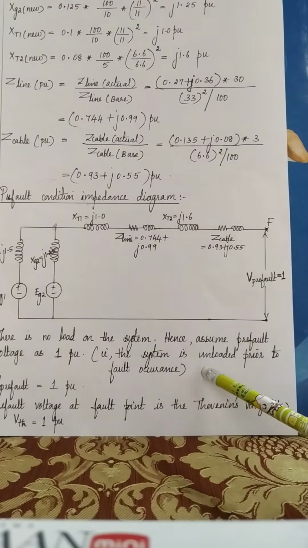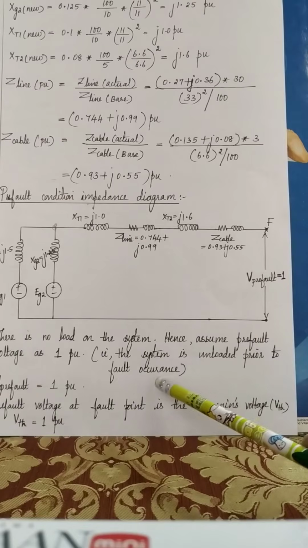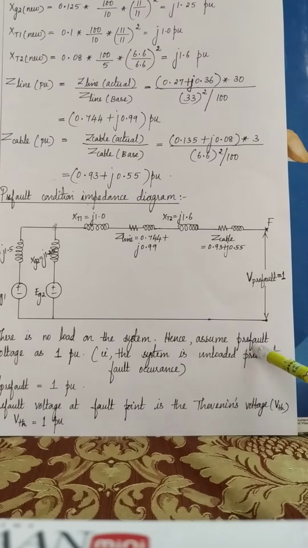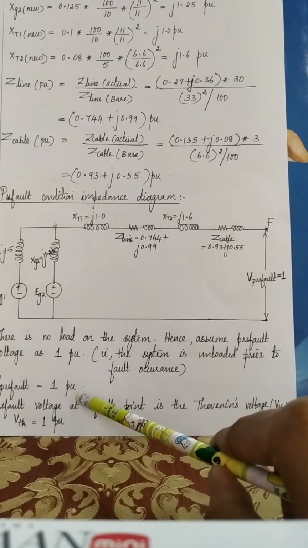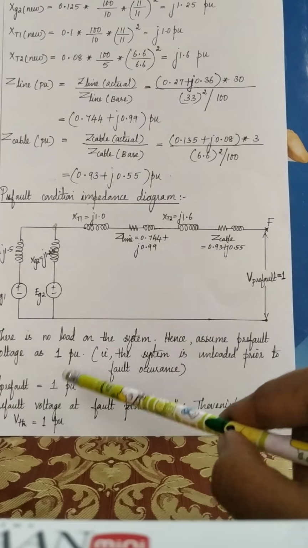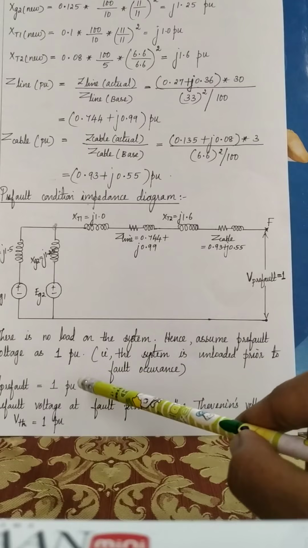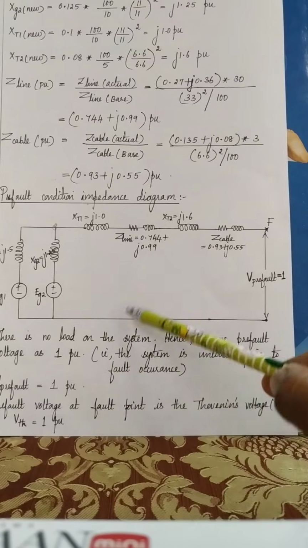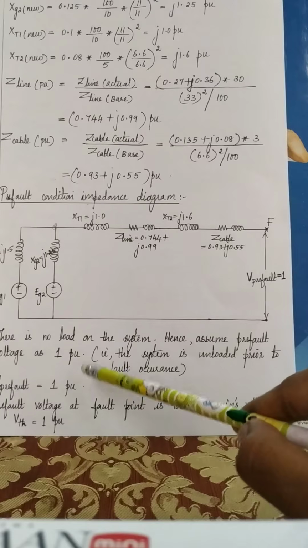Hence the system is unloaded prior to fault occurrence. So assume the pre-fault voltage is 1 per unit. Okay, so let us solve this problem by using Thevenin's method. We can solve by other methods also. In the first two problems I have told about both the methods. Here we will solve only by Thevenin's method.